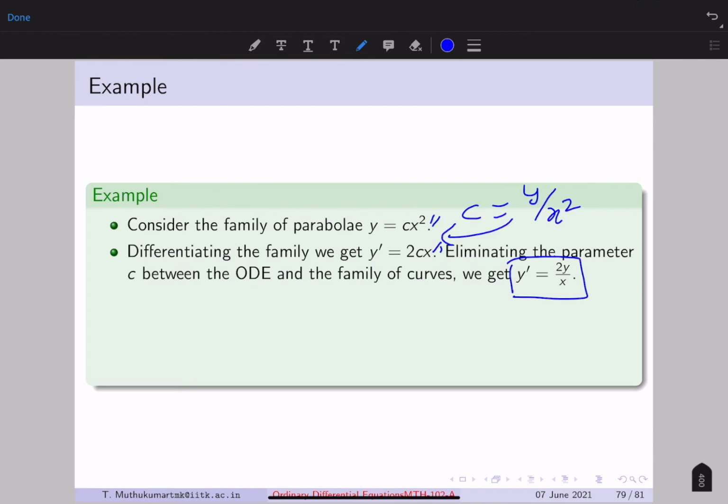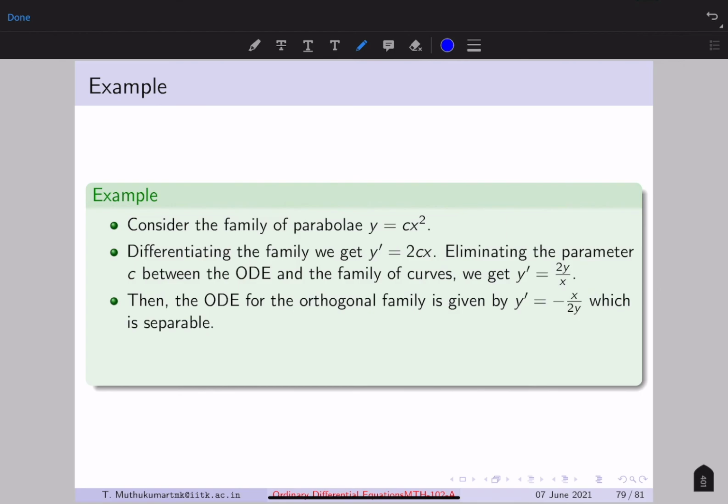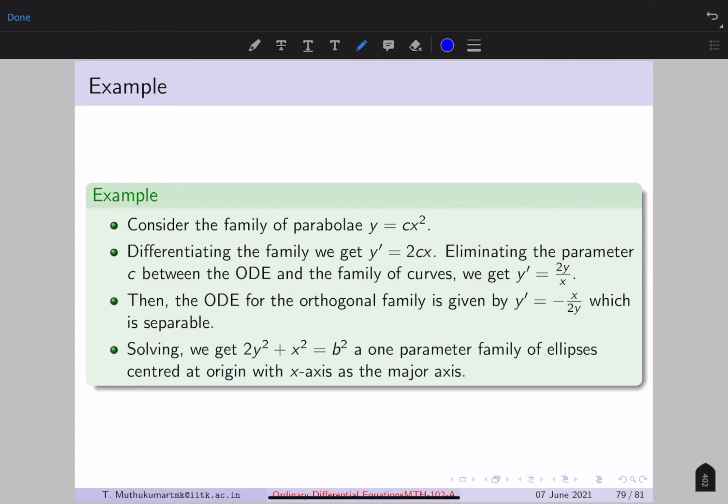Okay. Now suppose I am looking for the family of curves which intersect this parabola at right angles, at 90 degrees. Then this is f(x,y), so I should do minus 1 over f(x,y). So if we do that, we get this ODE. Okay, and this is already in the separable form. You can solve it, you get a one parameter family of curves which are a family of ellipses. So the orthogonal family for this family of parabolae is the family of ellipses. These are ellipses centered at the origin with the x-axis being the major axis.